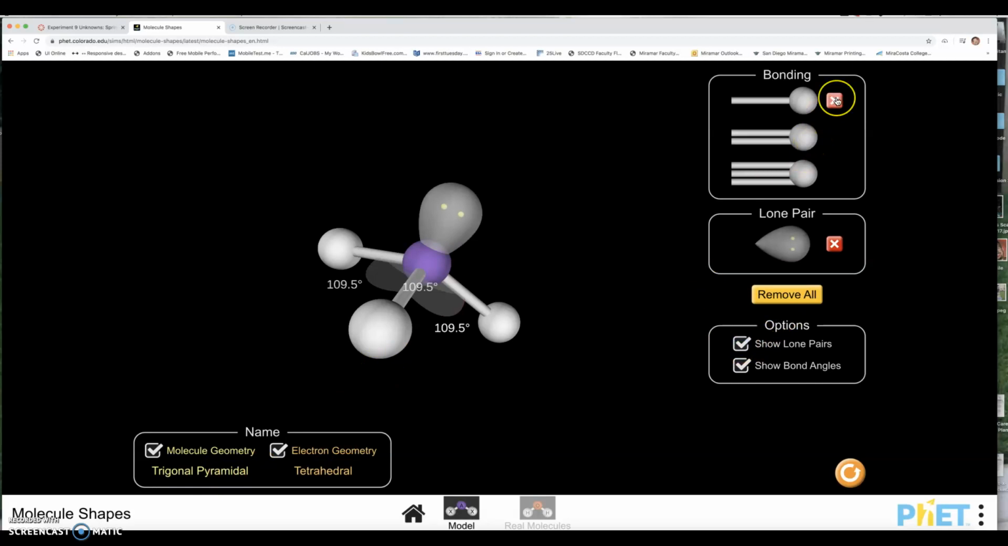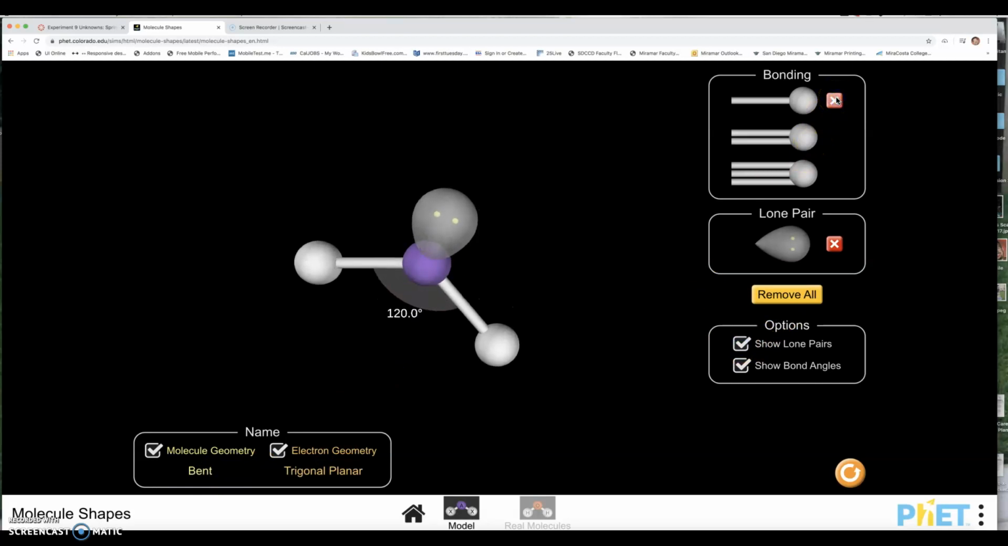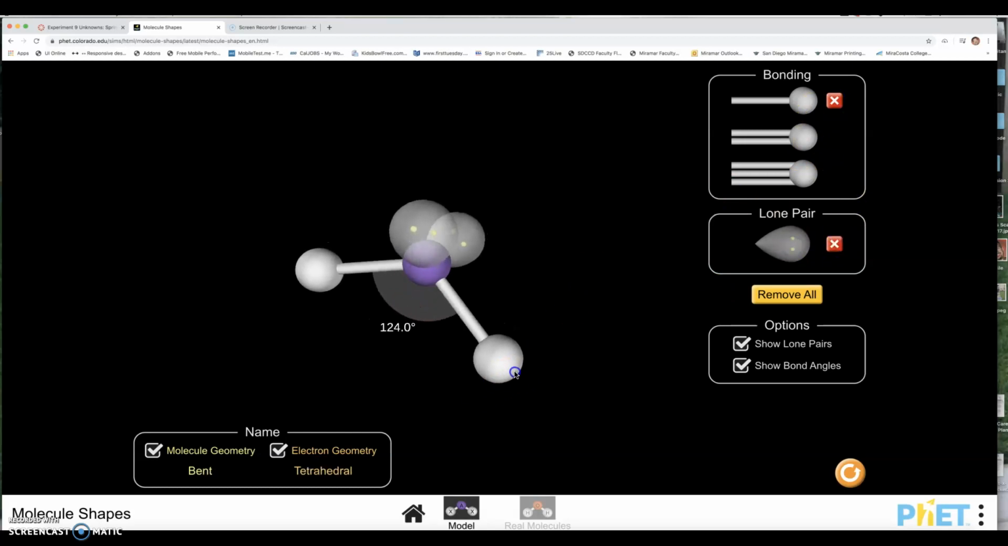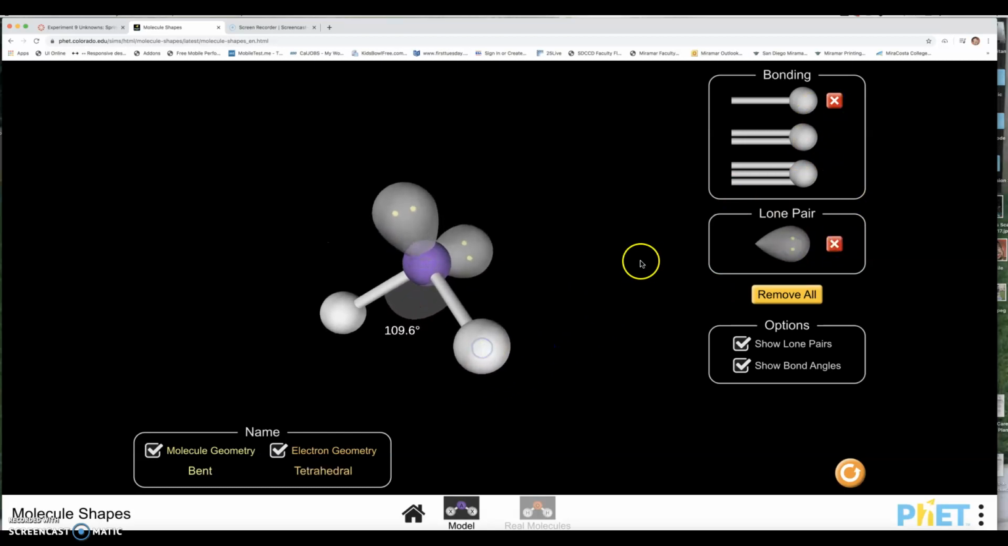It's the same thing. If I remove one of these and I add another lone pair, I still have 4 electron groups, 2 lone pairs, and 2 atoms. So my electron geometry is tetrahedral, but if I don't look at lone pairs, I see that my molecular geometry is bent as well. And this is an example of what we see in water.